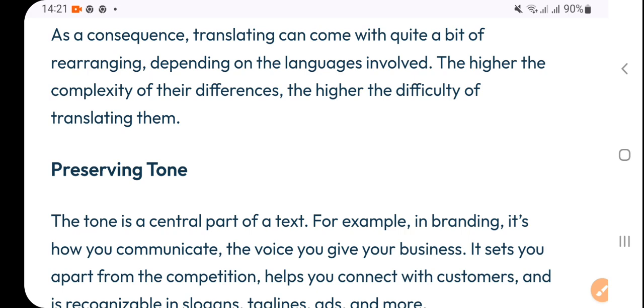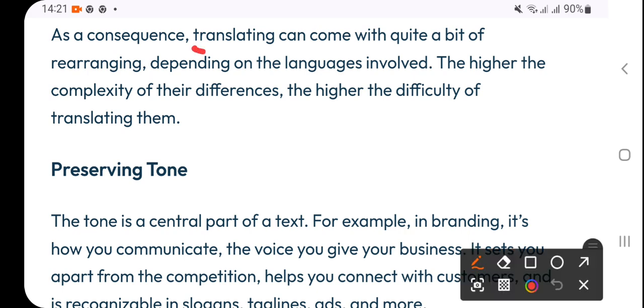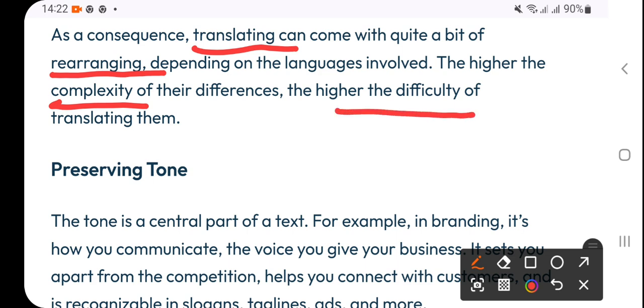As a consequence, translating can come with quite a bit of rearranging, right? So we have not only to translate, but sometimes we have to rearrange, depending on the languages involved. According to the language we have to rearrange the word order and then make sense, right? So that's a big challenge. The higher the complexity of the difference, the higher the difficulty of translating. As complexity rises, the more difficulty we have to face, right? So that's the first thing.